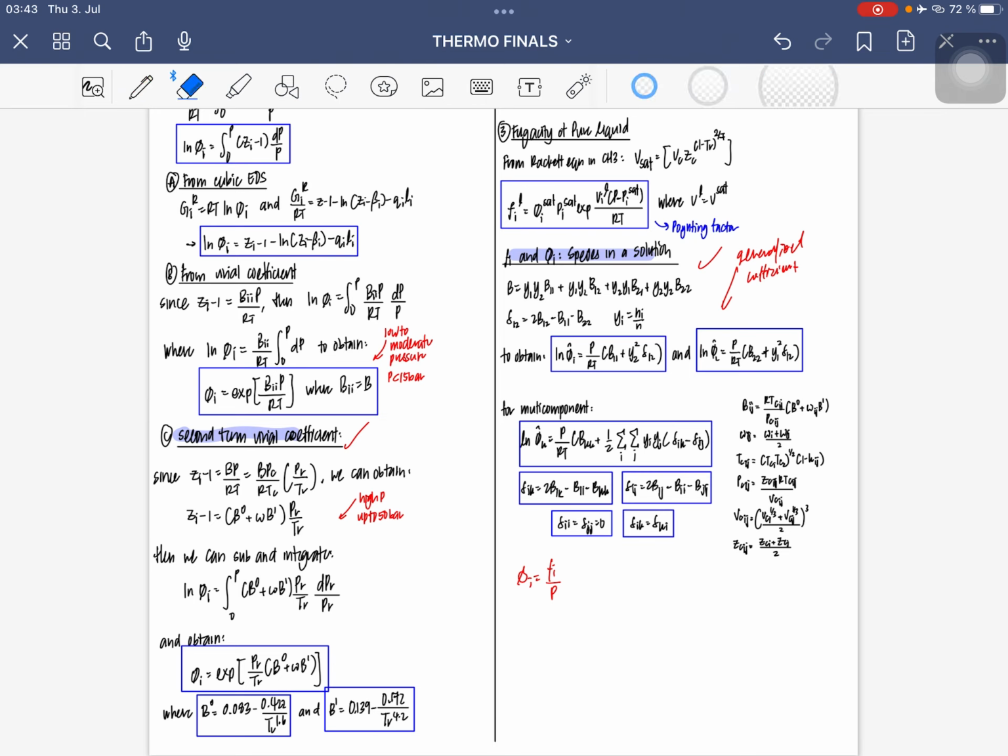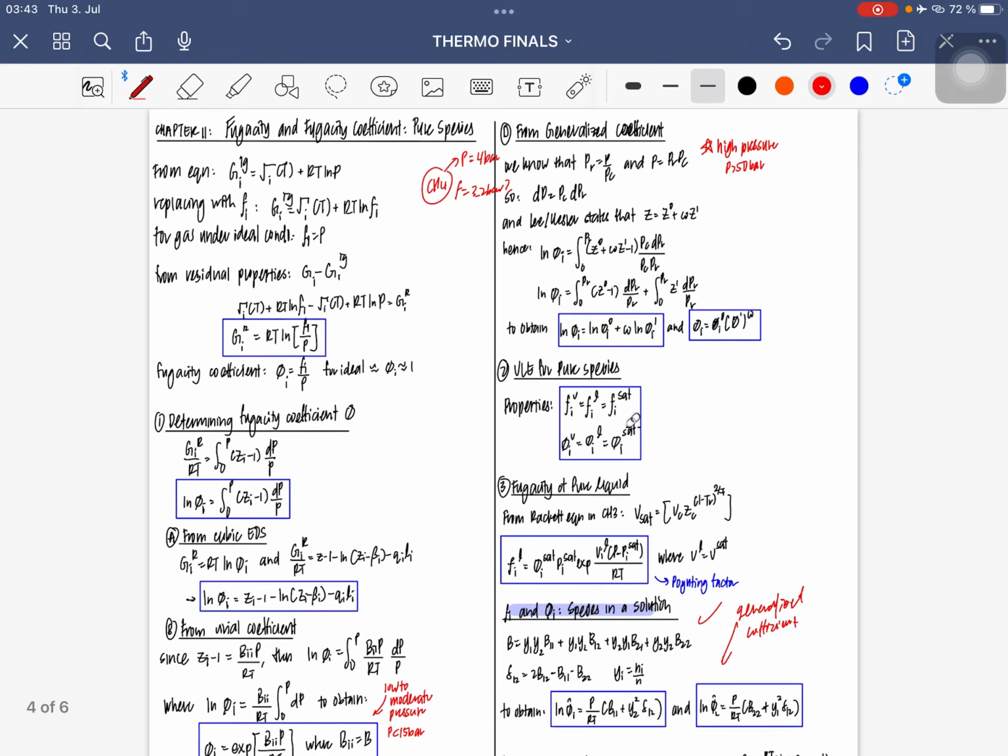I might have missed a step here. Basically, after you have found your fugacity coefficient, you have to find your fugacity, right? So fugacity is the fugacity coefficient times the mole ratio times the pressure of the system. This is the final step that I forgot to write. Yeah, that's just it.